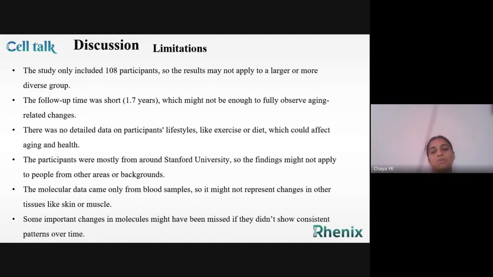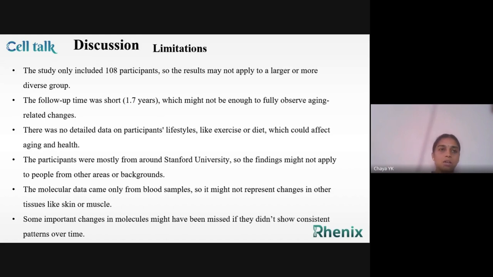Most participants were from the Stanford area, so the findings may not reflect people from other regions or backgrounds. And molecular data was taken only from blood samples, not from other tissues like skin or muscles. Some molecular changes may have been missed if they did not follow clear patterns over time.